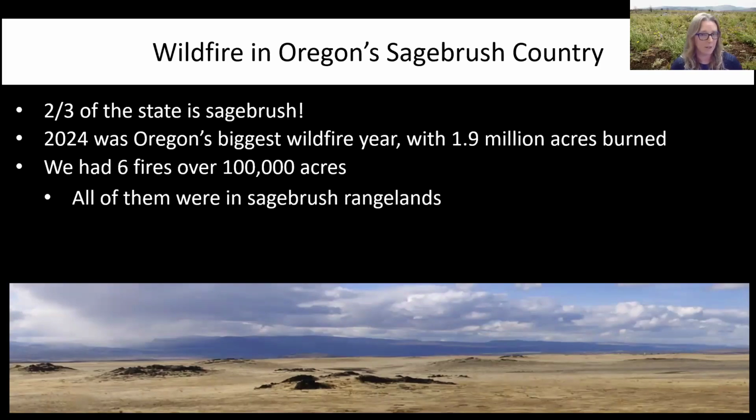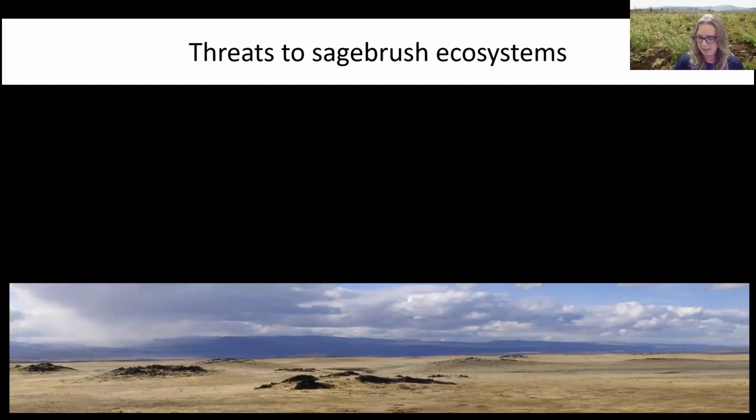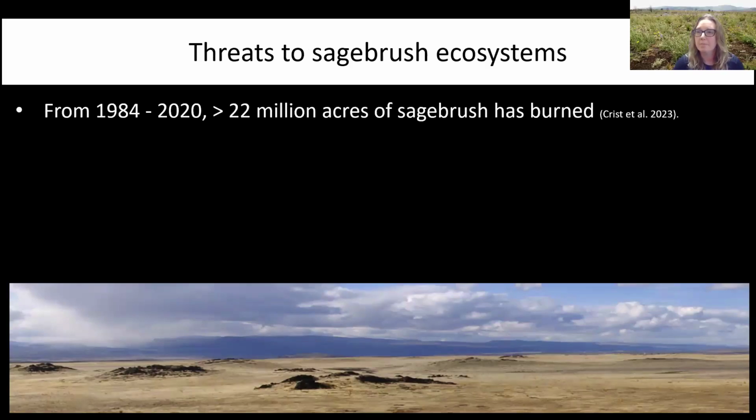While people often think about wildfire as a forest issue, it's also an issue that we're facing in these rangelands. And if we zoom out and think about rangelands broadly, from 1984 to 2020, over 22 million acres of sagebrush have burned.